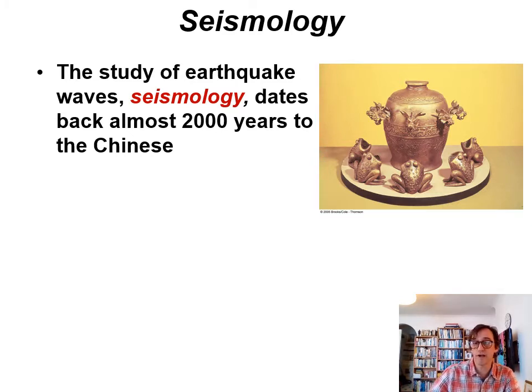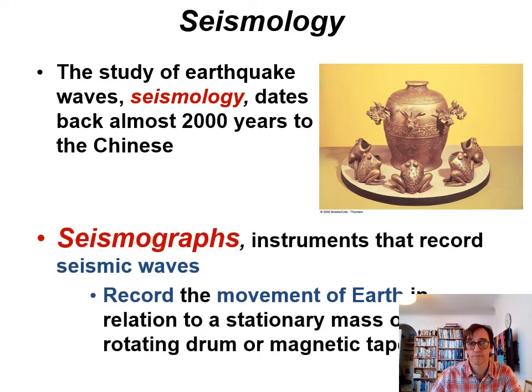So this thing on the right, this big bronze urn, with bronze toads or frogs around it and some dragons' heads on it, is the first seismograph, basically an instrument to measure the size of earthquakes or the direction of earthquakes. So it's the first earthquake locator device, if you will.